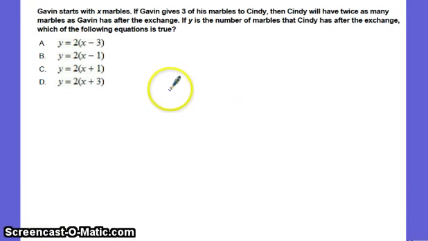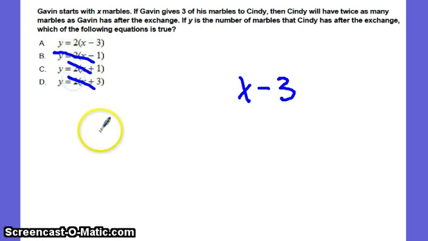Gavin starts with X marbles. If Gavin gives 3 of his marbles to Cindy, then Cindy will have twice as many marbles as Gavin has after the exchange. If Y is the number of marbles Cindy has after the exchange, which of these following equations is true? So Gavin gives 3 of his marbles to Cindy, so that's going to be a subtract 3. The only one that says subtract 3 here is A.